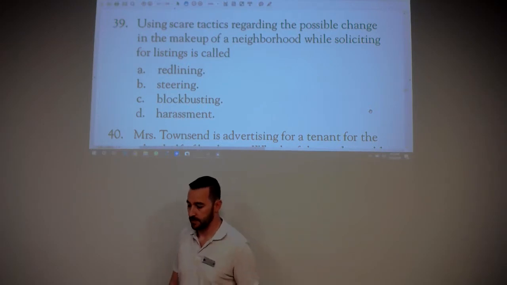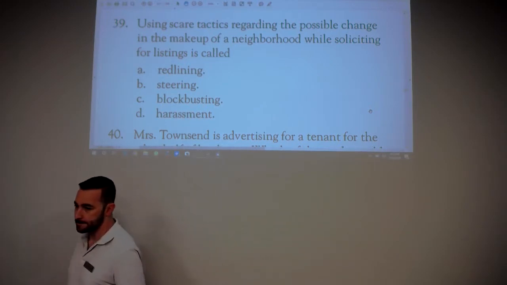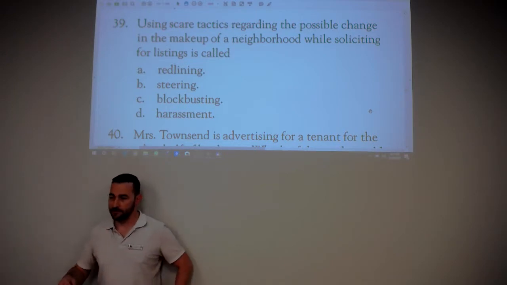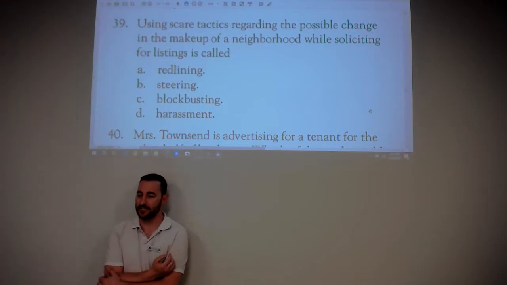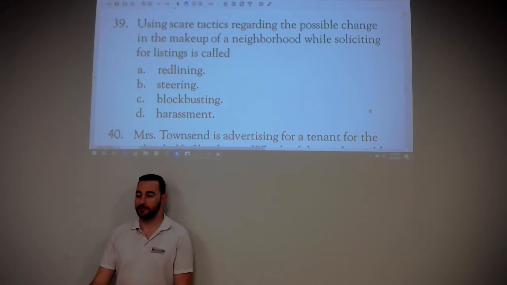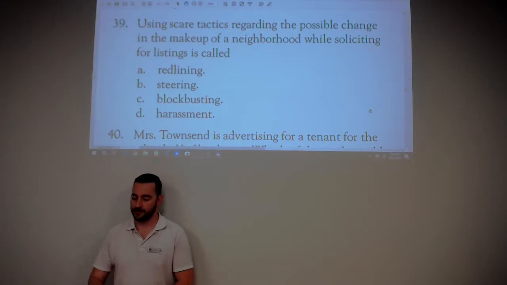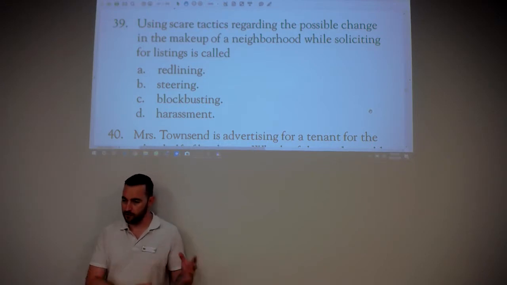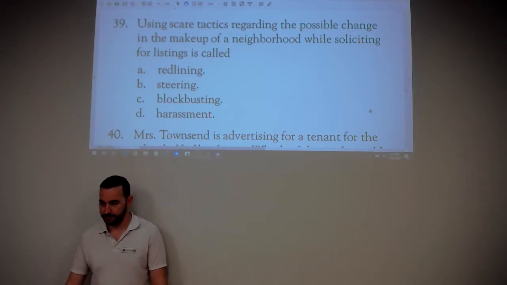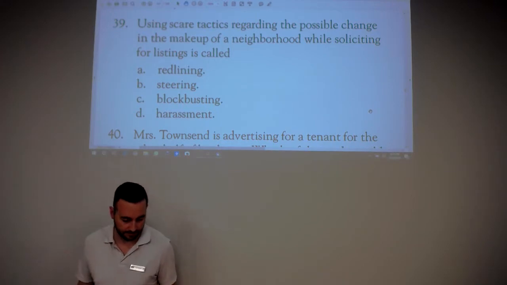So it's C. Yeah. So, can you say again, how do we think of steering? So scare tactics, anytime you're scaring the homeowner into selling because, hey, there are people coming that will change the value, that's blockbusting. Okay. No, I got that right, but for steering, you said something. Steering is taking the client either to or away from a particular area because of race. Okay. So C is the correct answer.